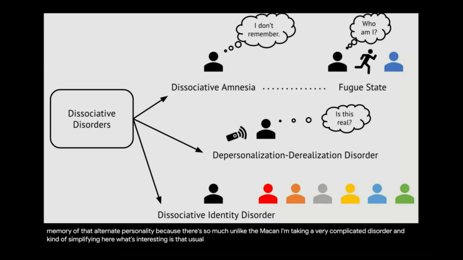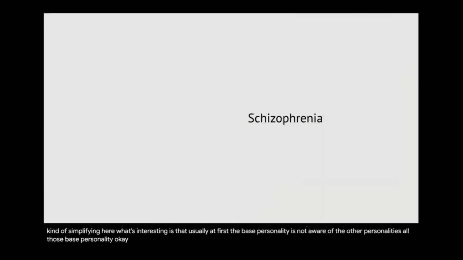What's interesting is that usually at first the base personality is not aware of the other personalities, although the alternate personalities are aware of each other and the base personality. Okay, so that's dissociative disorders. And dissociative disorders, once upon a time, were thought to be the same thing as schizophrenia. As it turns out, these are two completely different disorders. And some are of the opinion that you can't have both even. There are some who talk about case studies where a person did have both, but others are of the opinion they can't have both because they're just so different.